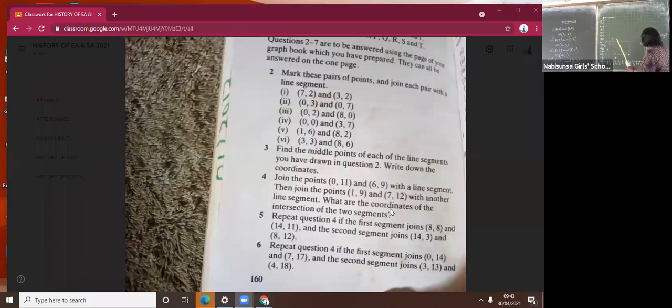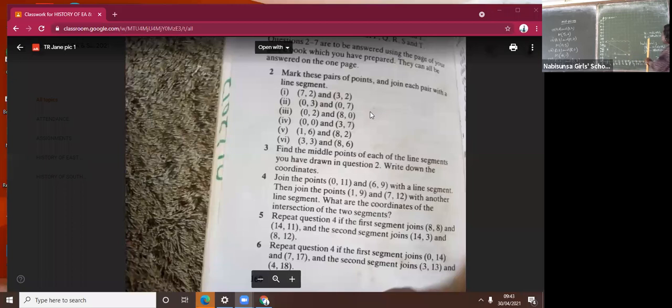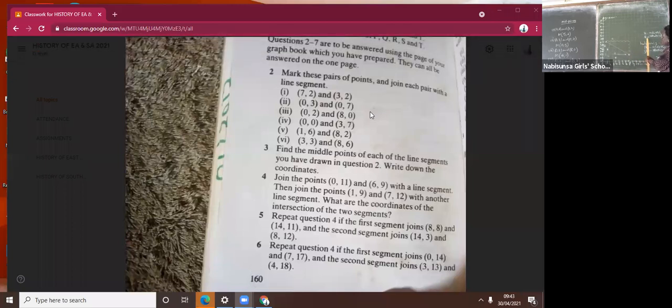Can we count the steps vertically? 1, 2, 3, 4. So we have 7 horizontal, 4 vertical. Now, the midpoint is the point that divides our line segment into 2 equal parts.